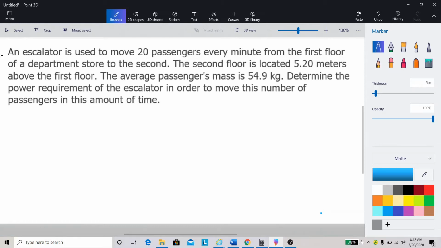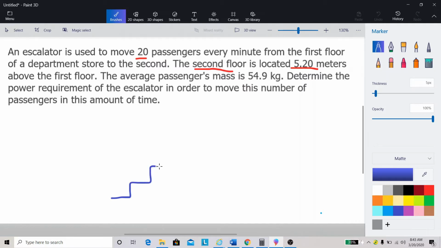Meron tayong, I will not read the problem anymore. That is your duty to read it thoroughly. I will just highlight the important facts given to us by the problem. We have 20 passengers every minute from the first floor of the department store to the second floor. So we have the second floor located 5.2 meters.